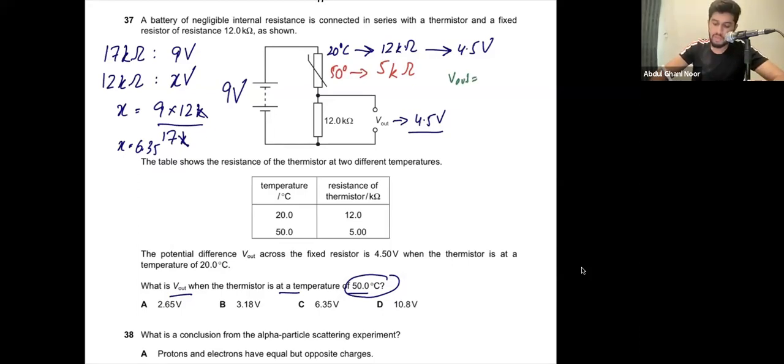V out is equal to 12 upon 17 into 9. You'll get the same thing, 6.35. Now there's a question here. How did we get 9 volts?